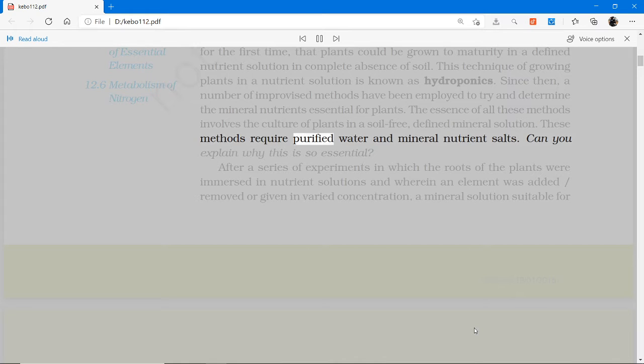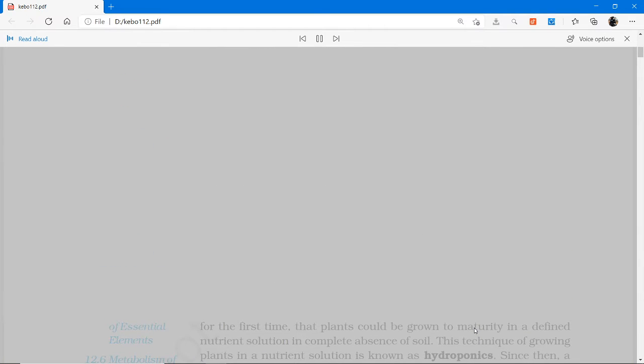These methods require purified water and mineral nutrient salts. Can you explain why this is so essential? After a series of experiments in which the roots of the plants were immersed in nutrient solutions and wherein an element was added, removed or given in varied concentration, a mineral solution suitable for plant growth was obtained.